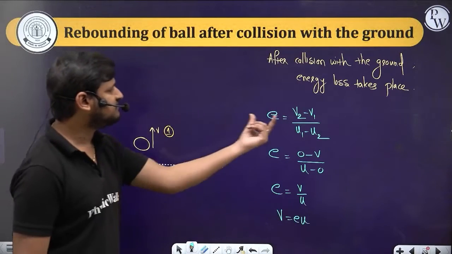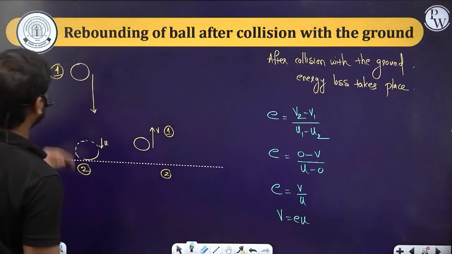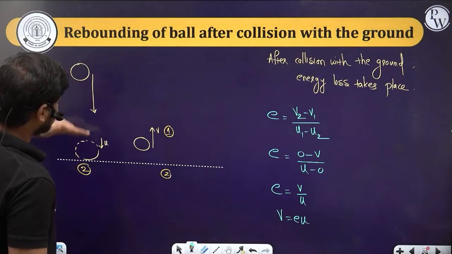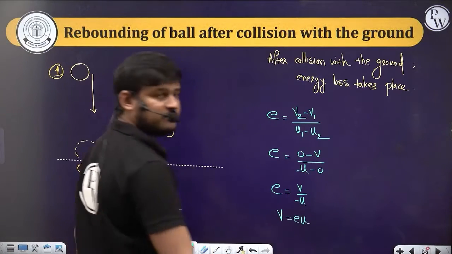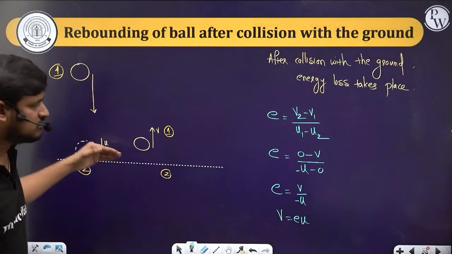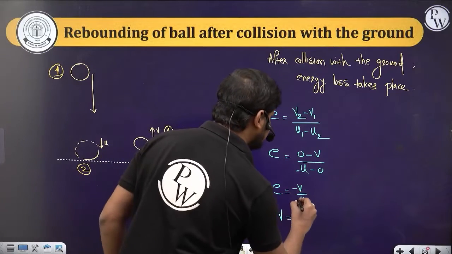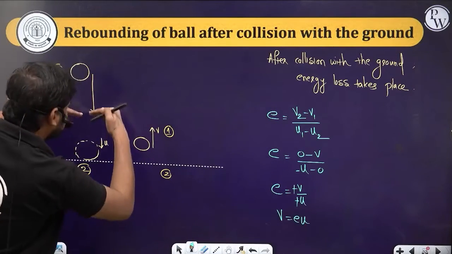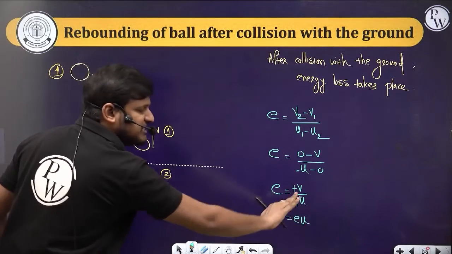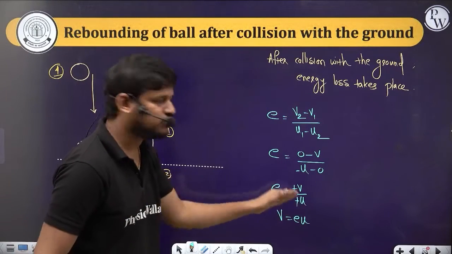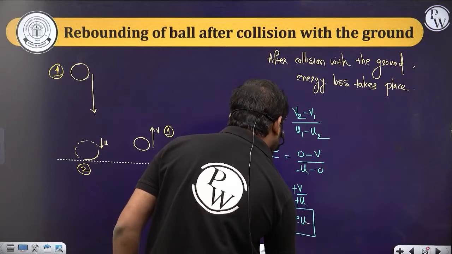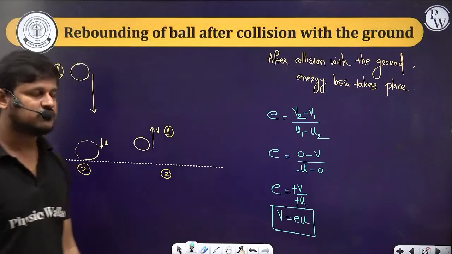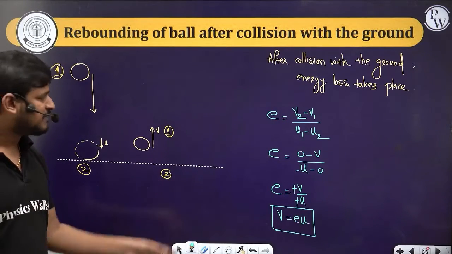So v2 minus v1 by u1 minus u2. For the body's velocity, you can consider here it is minus u, because it is coming down. So with minus u velocity, you get minus u minus 0. Then the minus cancels, so we got v is equal to Eu. This part is clear, guys.